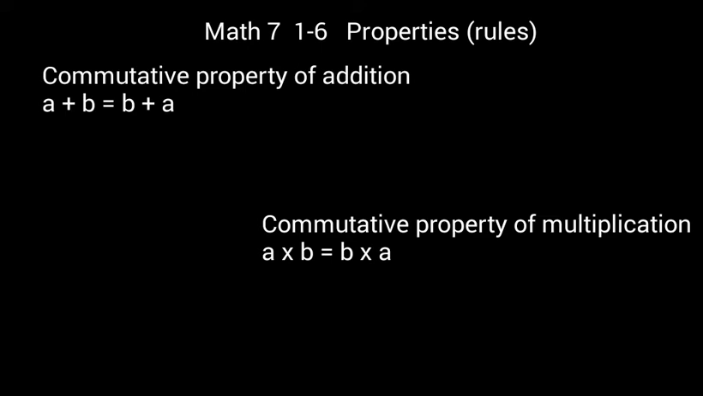For instance, the commutative property of addition. All that means is that you can switch when you're adding. You could add 3 plus 2 or 2 plus 3 and still get 5. But when it's written down, it looks like this. A plus B equals B plus A.